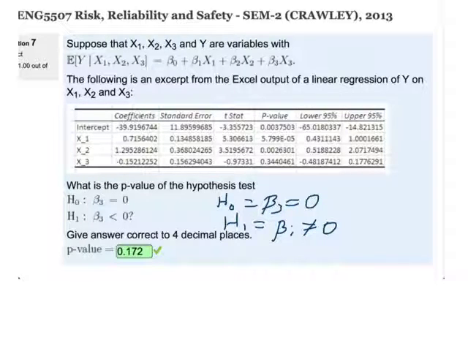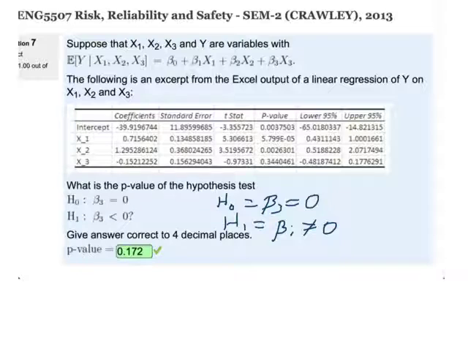And since the p-value is just telling us the probability of getting a value more extreme than the one that we've got, when you go from a double-sided test to a single-sided test, that gives you half as much chance of getting a value that extreme.